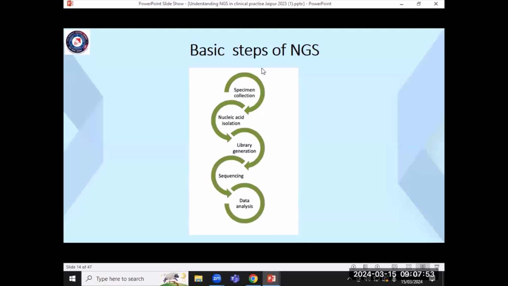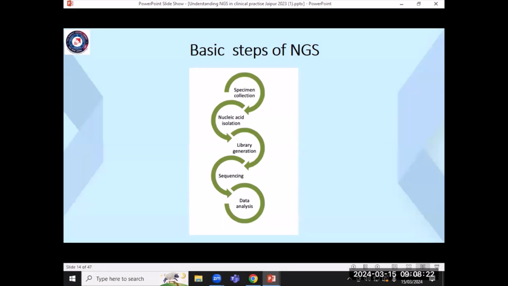So what are the basic steps of NGS? We keep saying that the report hasn't come, there's a time lag, we are still processing. That's because of all these steps. It's not that I'm trying to cover up for the delay in the report, but I'm telling you what goes into NGS testing. Right from specimen collection to nucleic acid isolation, library generation, sequencing, and data analysis. Sounds so simple, isn't it? It isn't. I'm just telling you these are the basic steps.